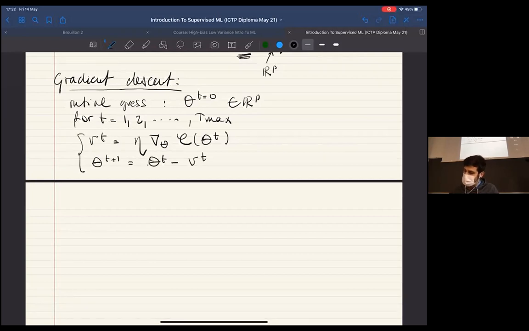So this first step here is the evaluation of the gradient. You evaluate the gradient of the cost at the position you are at time t. And this quantity here, this eta, is very important. It's called the learning rate.